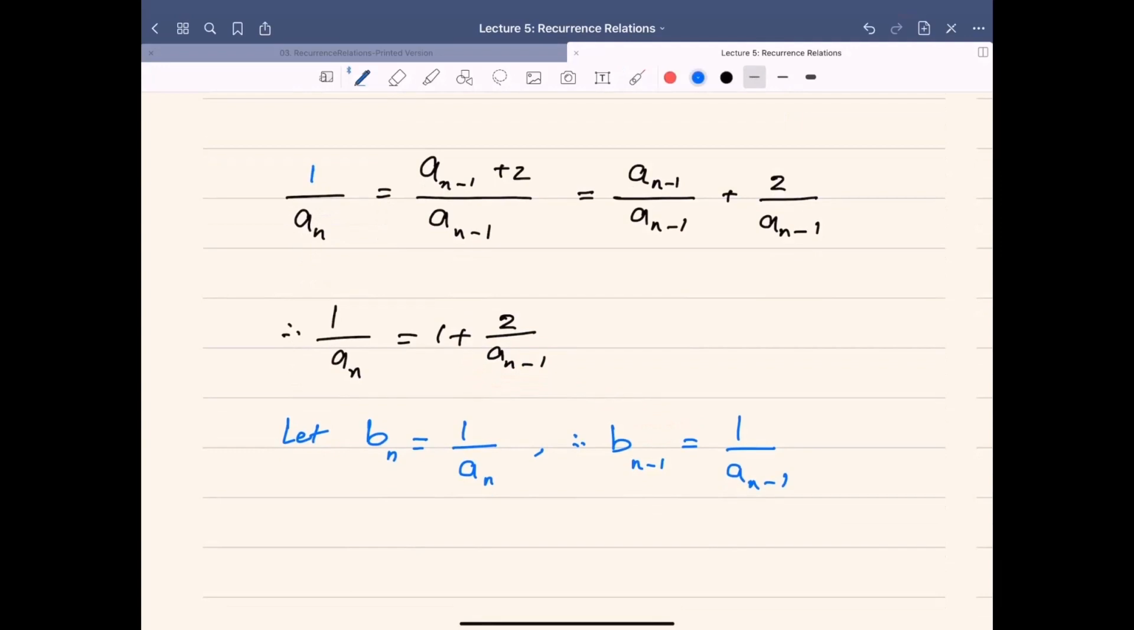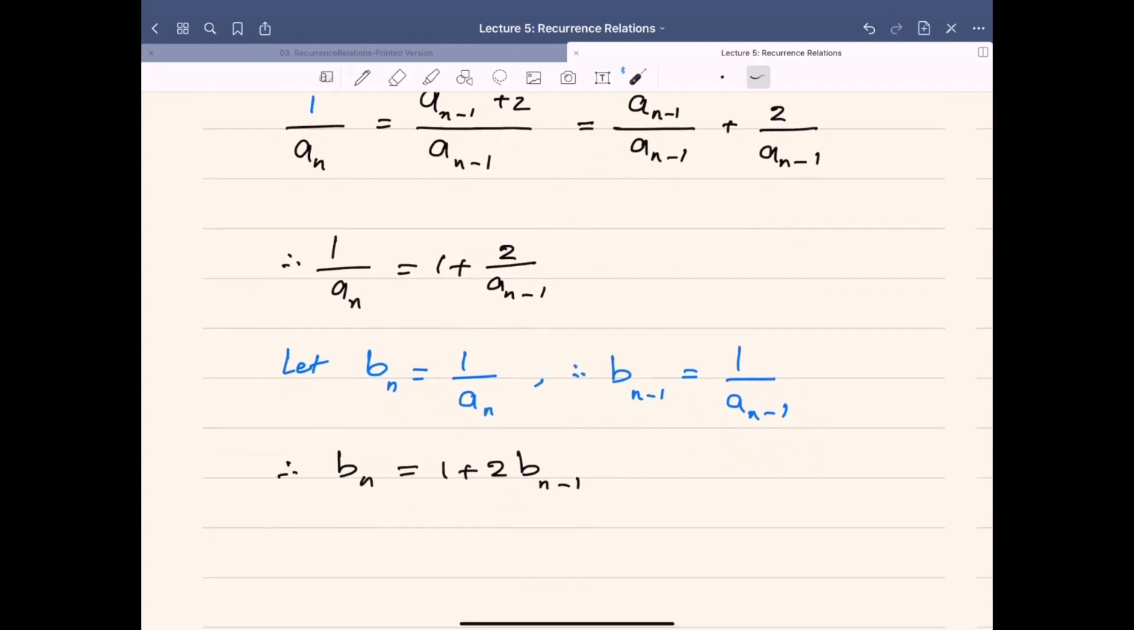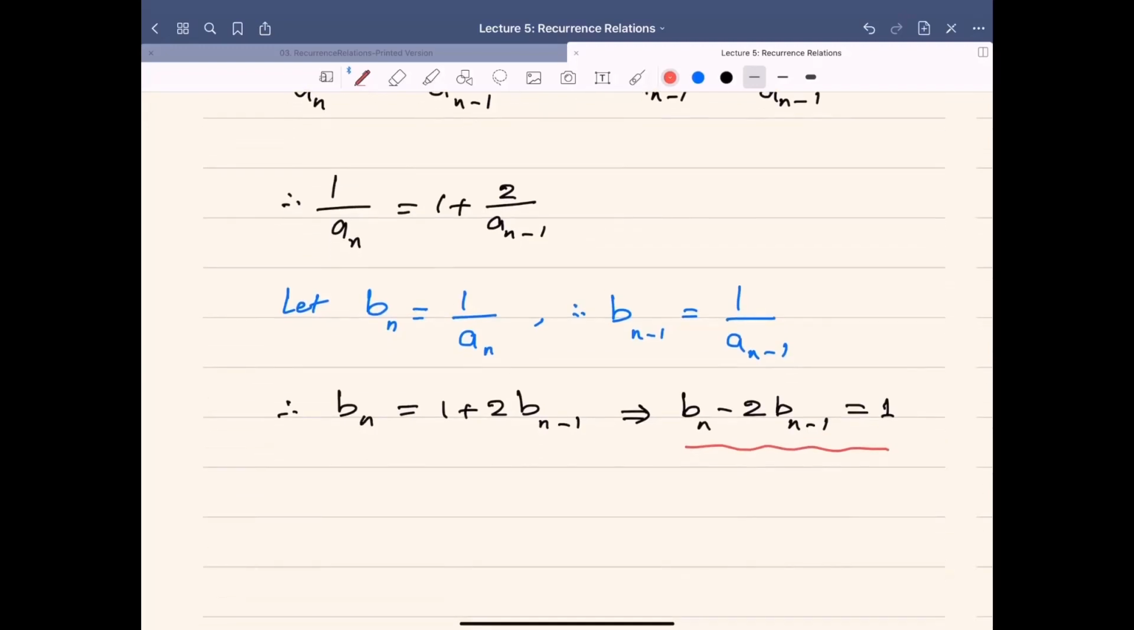If you do the substitution, you will have Bn is equal to 1 plus 2 Bn minus 1, because here we have 2 multiplied by 1 over an minus 1. By rearranging this recurrence relation, we will have Bn minus 2 Bn minus 1 is equal to 1. So we have transformed this recurrence relation into another recurrence relation. So we will solve it.